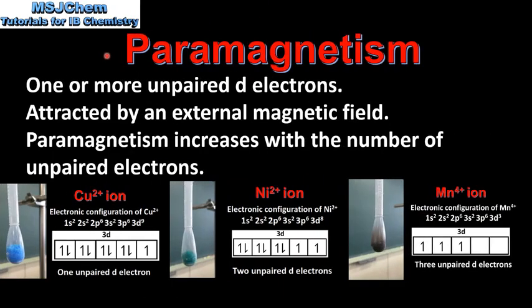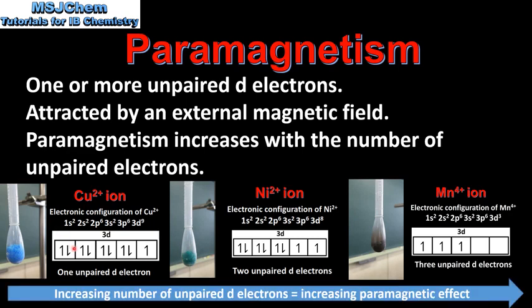Next, we look at paramagnetism. So the copper 2+ ion, the nickel 2+ ion, and the manganese 4+ ion all showed an effect in a magnetic field. These three ions are paramagnetic. They have one or more unpaired d electrons. Materials that are paramagnetic have unpaired electrons, and they are attracted by an external magnetic field. Paramagnetism increases with the number of unpaired electrons.